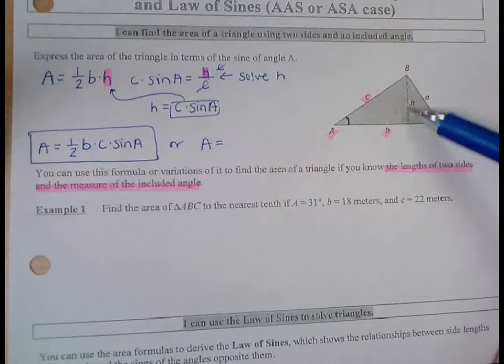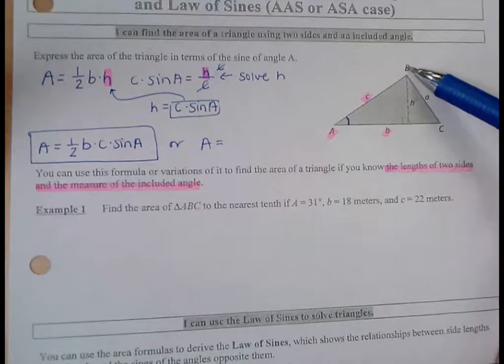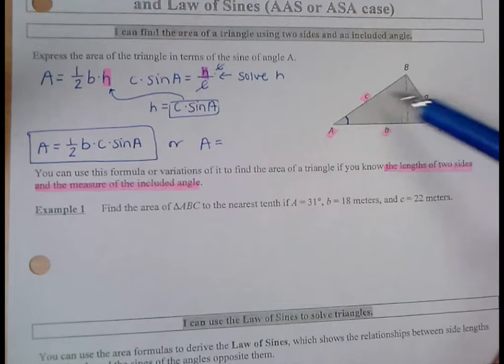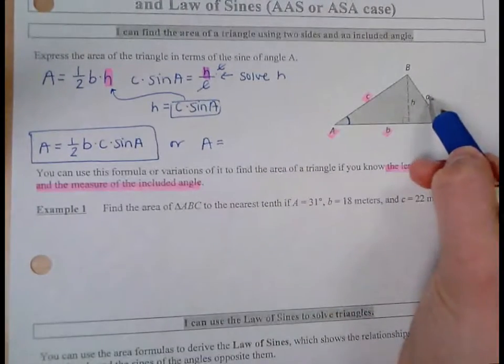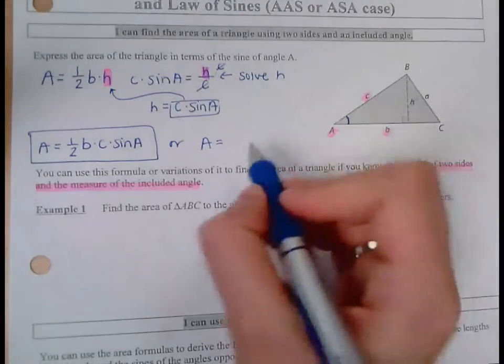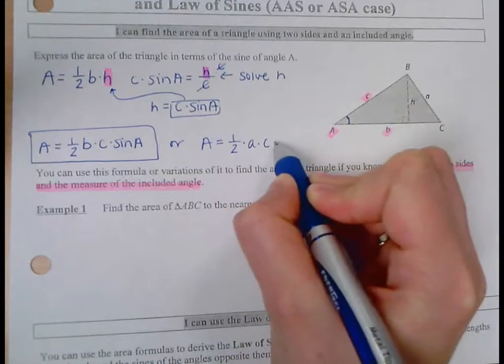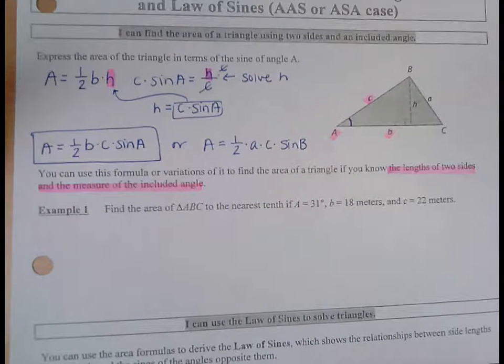Well, H is not part of the whole triangle, though. H is part of the right triangle. So C and A. Yep, you need to know the two included sides. H is just the altitude of the triangle. So I could say 1/2 times side A times side C, and then I would multiply by sine of angle B, since that's the included angle.